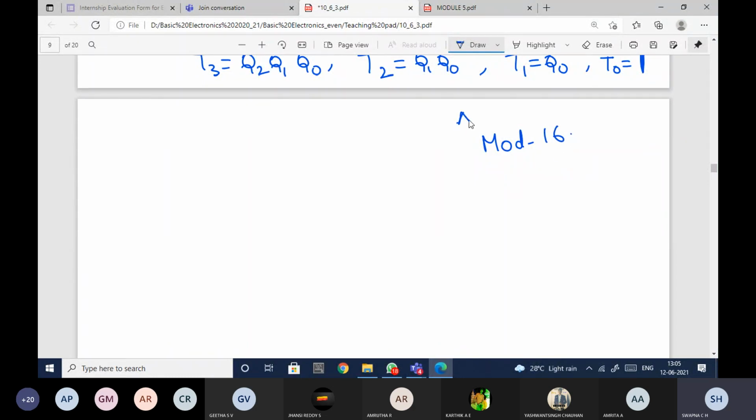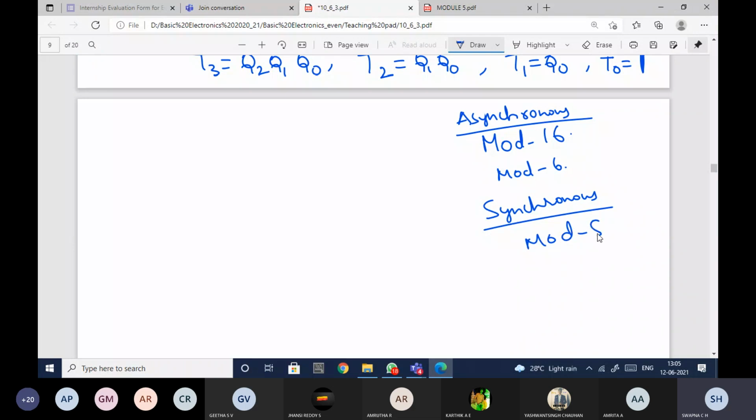Asynchronous counters: mod 16 you design, and also mod 6. And synchronous, I'll just give you the lower order, mod 8 counter. Design this mod 8 counter as well. Scan it and send me the WhatsApp message. This won't be asked in the exam.